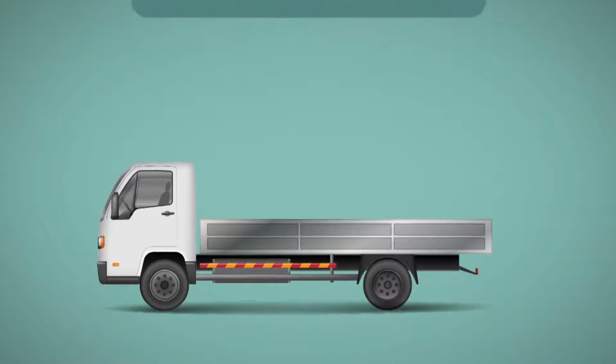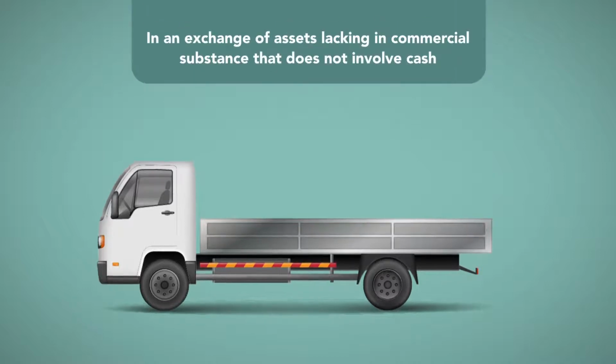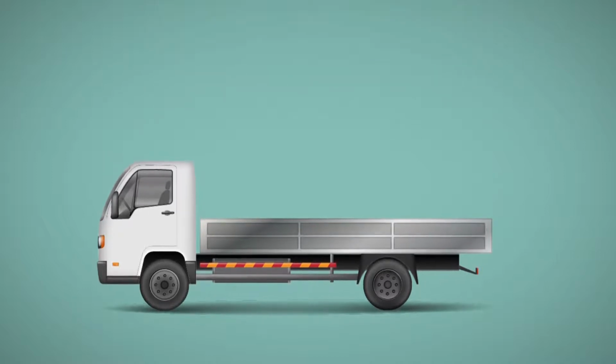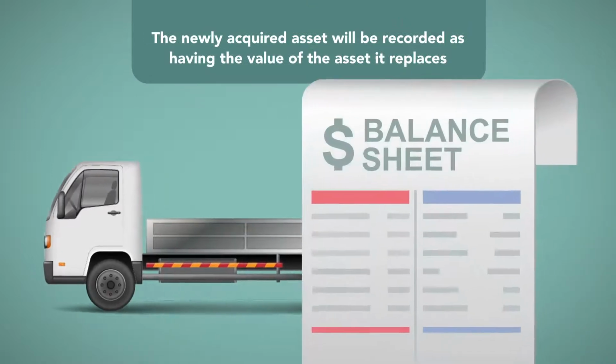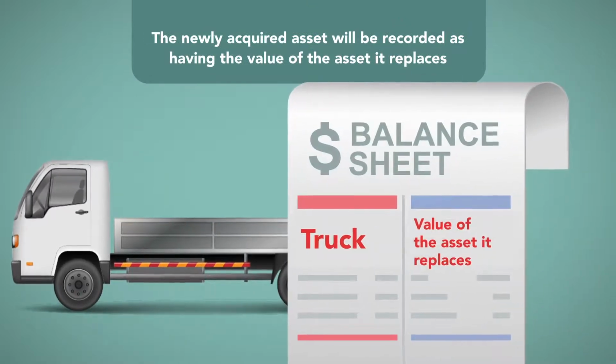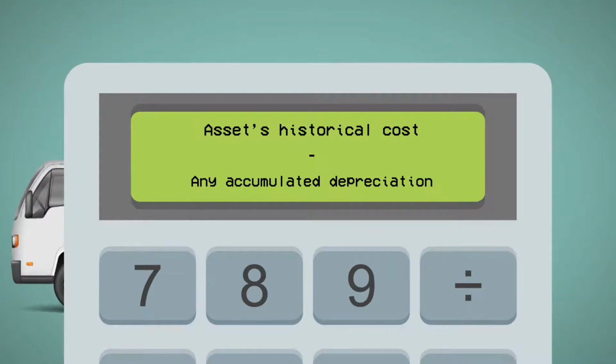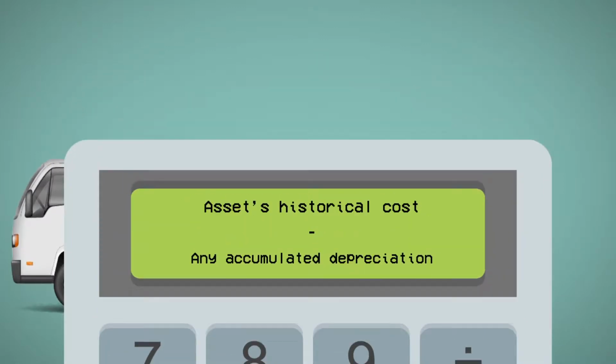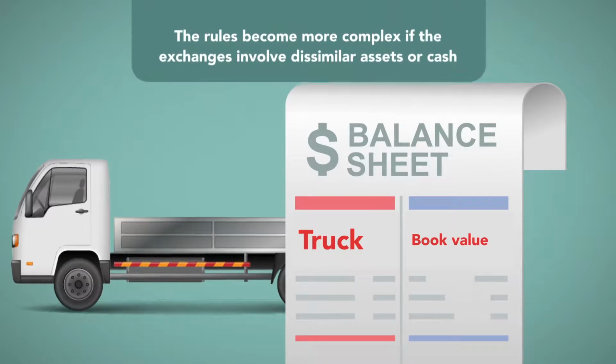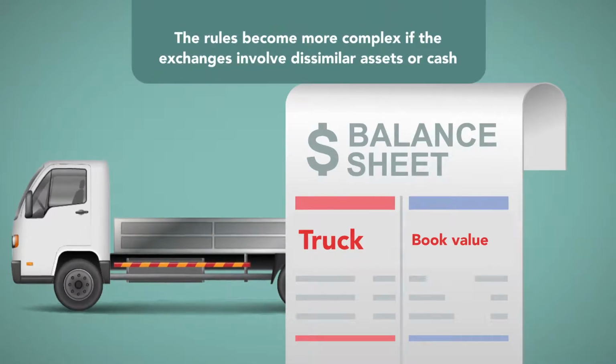In an exchange of assets lacking commercial substance that does not involve cash, the newly acquired asset will be recorded as having the value of the asset it replaces. Typically, this valuation is the asset's historical cost minus any accumulated depreciation. This is the asset's book value. The rules become more complex if the exchange involves dissimilar assets, or cash.